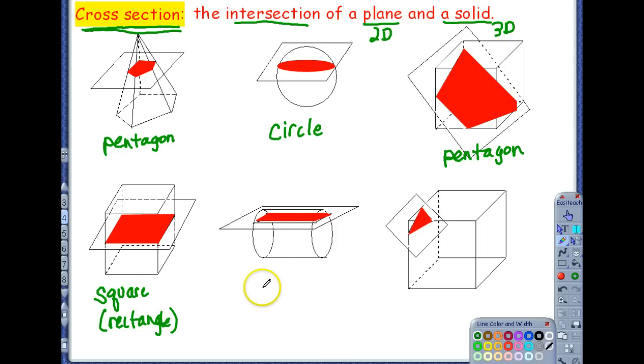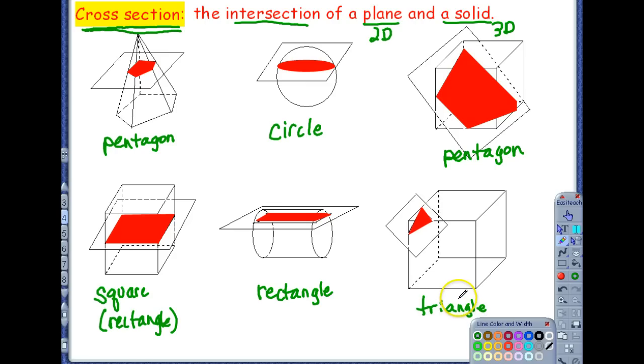All right, what about this one? That is a rectangle, actually. It looks more like a parallelogram, but because it's on that angle, it's hard to tell. Think of this as a can of soup. If you slice along that can of soup, you're going to see a rectangle. All right, last one. Last one is a triangle.